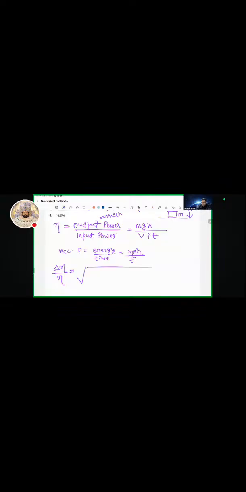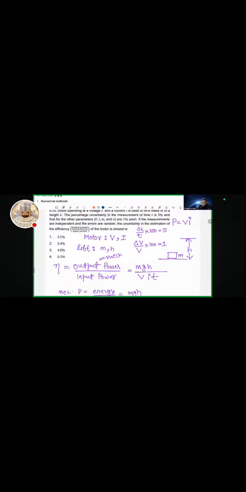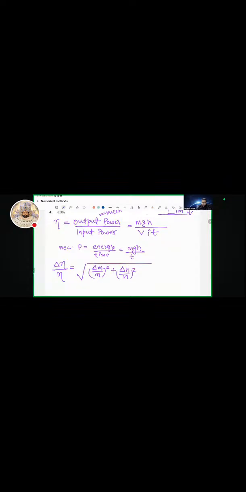Okay, let's go. So first I will do the square of delta m by m, the square of delta h by h. Is there any error in g? Is it given? No, error in g is not given. It means g is perfectly known. So I am not considering g, because in the question, error in g is not given. Then the square of delta V by V, then the square of delta I by I, then the square of delta t by t. Simple.